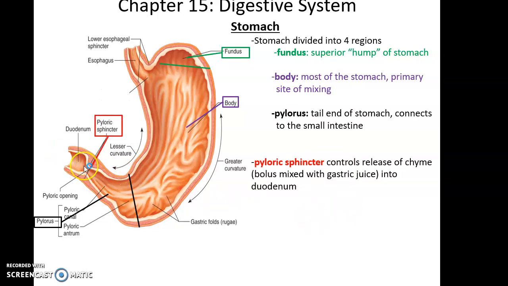At the very end of the pylorus is another sphincter called the pyloric sphincter. This controls the release of chyme into the duodenum of the small intestine. Chyme, what is chyme? Chyme is the bolus that has been mixed with gastric juice. So you put food in your mouth, chew it up, it becomes a bolus. When it gets to the stomach, it gets mixed and becomes chyme.